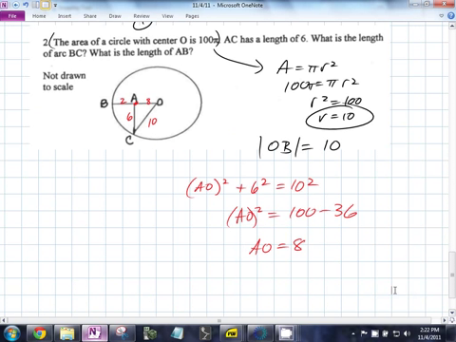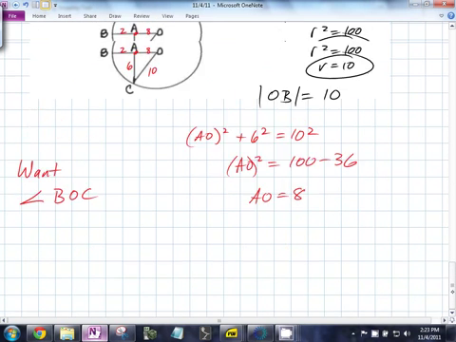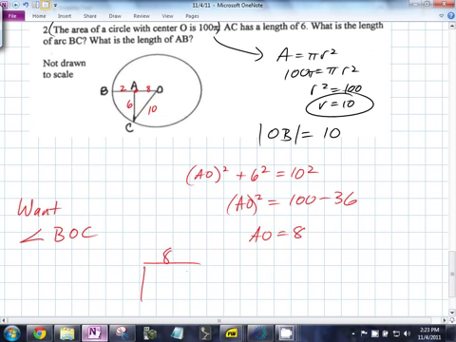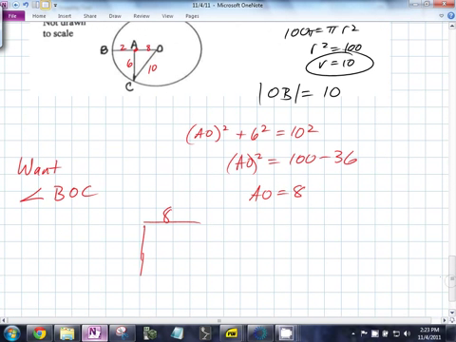To get that arc length, what angle are we really trying to get? We want angle BOC. We like that angle. And what triangle do we really have here? We have this triangle that's 8 by 6 by 10, and I'm drawing that about as poorly as I possibly can. 8 by 6 by 10. Can you reduce those numbers a little bit? Yeah, divide them all by 2, and what do you get?